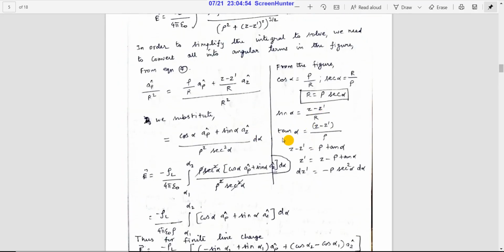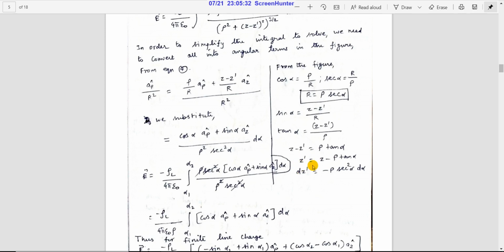What is sin alpha? Sin alpha is opposite by hypotenuse. This is the opposite distance, so we can write z minus z dash divided by r. So sin alpha is z minus z dash divided by r. What is tan alpha? It is sin alpha divided by cos alpha, so we can write z minus z dash divided by rho. If you cross multiply this, z minus z dash is equal to rho into tan alpha. So you can rearrange this equation as z dash is equal to z minus rho into tan alpha.